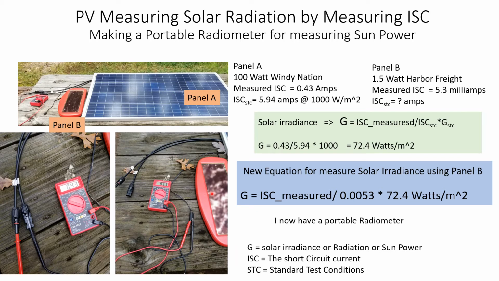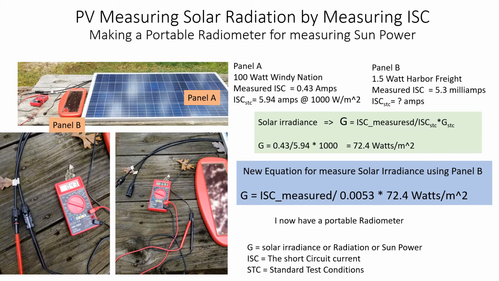Panel B is a 1.5 watt Harbor Freight trickle charger for a 12 volt battery. I've swapped my probes to the Harbor Freight panel, and I'm measuring 5.3 milliamps on that. There is no label on the back of this little panel that tells me what my STC ratings are. STC is standard test conditions.